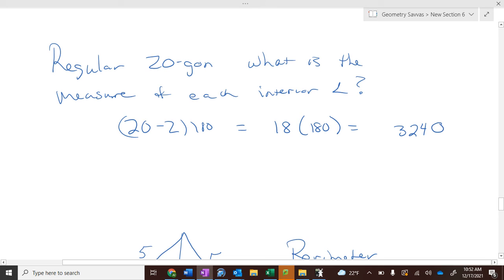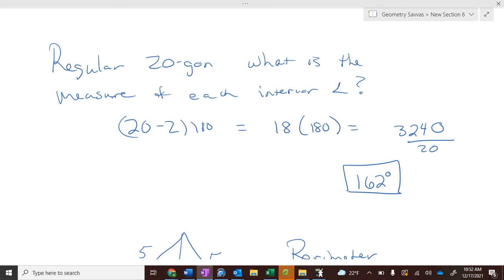Okay, so that's what all the angles add up to. Since it's regular, all of them are equal. So we divide by 20. And we get 162 degrees. Each of the angles would be, because they add up to 3240. And since there are 20 angles and they're all equal to each other, we just straight divide their angle sum by how many angles there are.